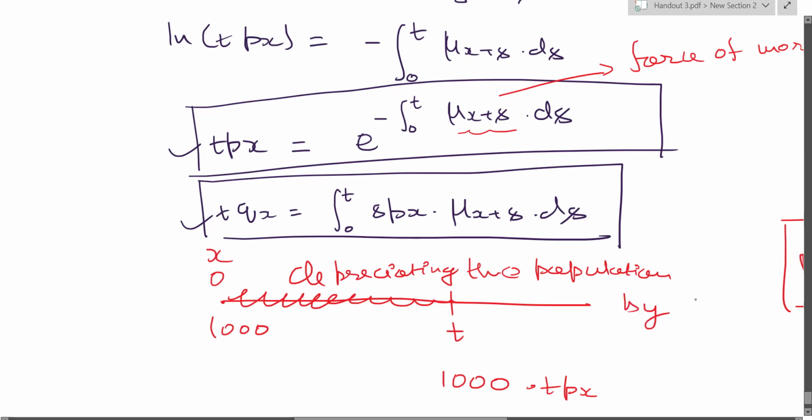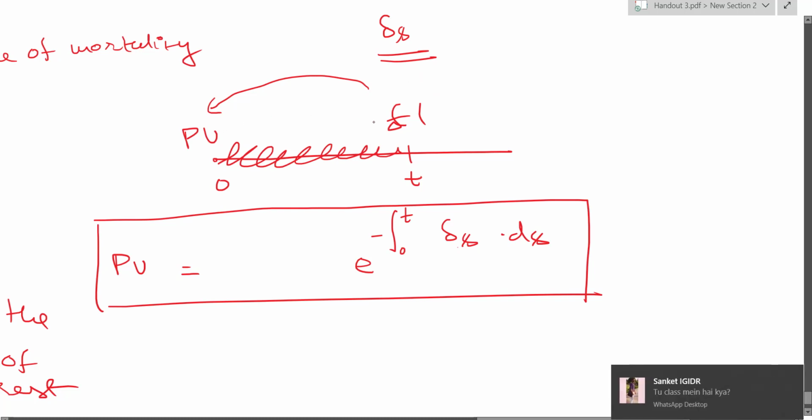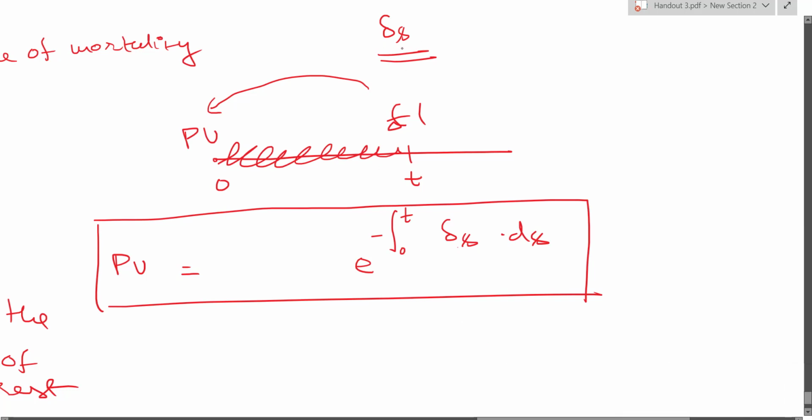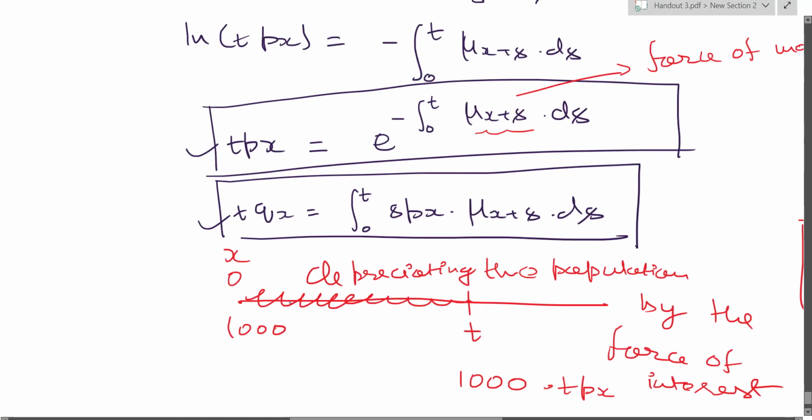by the force of interest. So this is very, very analogous to what you do in this case. Here, in order to find the PV, you have to reduce the value. So you depreciate or reduce the value using this factor of delta s. And here you want to reduce the size of the population by using this factor of mu x plus s.